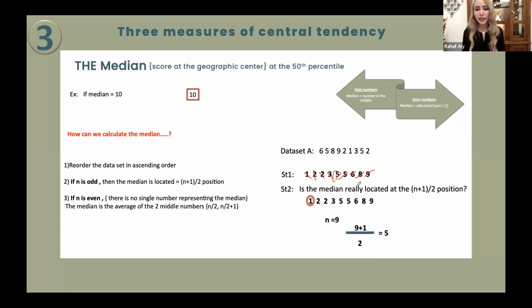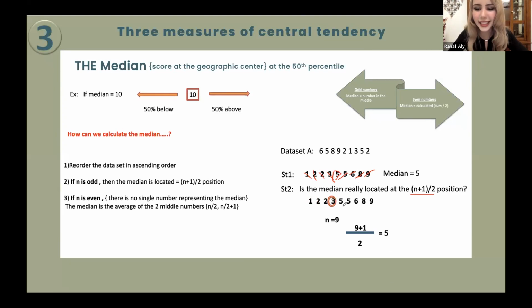So is it really 5? And how can we make sure? Well, we can make sure by this simple formula, which is n plus 1 over 2. So let's count which position is 5. 1, 2, 3, 4, 5. It is in the 5th position. So how can we make sure that this is correct? Well, n is 9. N is the number of observations, and there are 9 numbers. So n plus 1, which is 10, over 2, which is 5, in the 5th position. So we are correct.